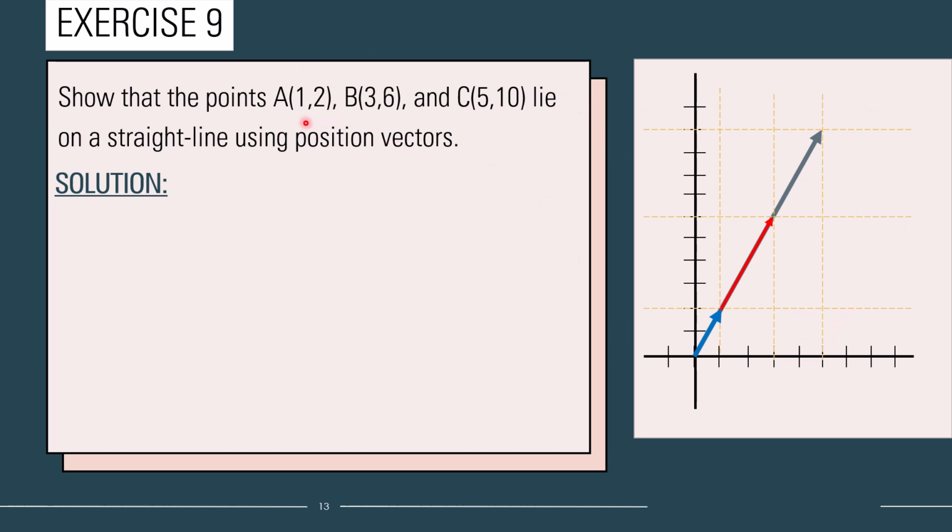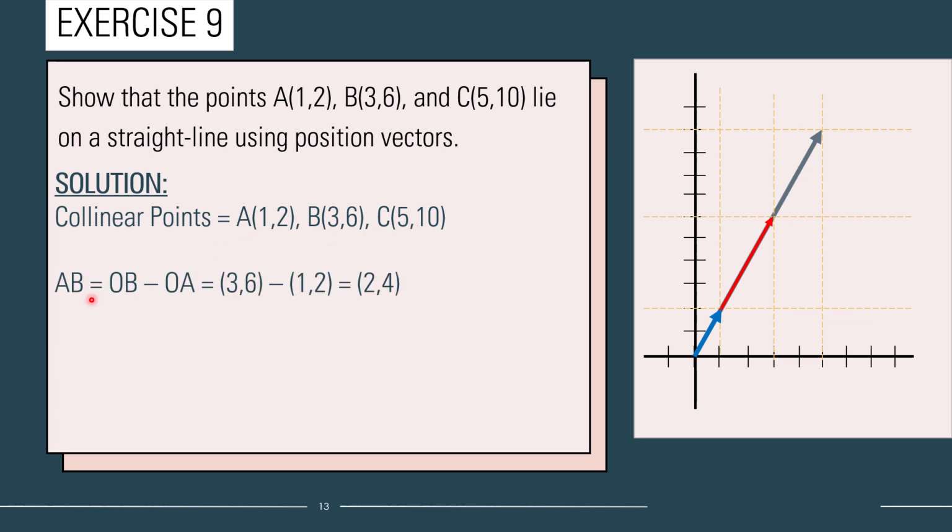You can draw them. A will be (1, 2), so this is A, then you have (3, 6), then you have (5, 10). Now you have to use the formula to prove that they are on the same line. By same line we mean that they are collinear. This is a term used for points that lie on a straight line. Therefore, these points A, B and C are collinear. Now we know the head to tail rule: AB is equal to OB minus OA. So if you take OB, which is (3, 6), and then OA, which is (1, 2), when you solve it, you get (2, 4).